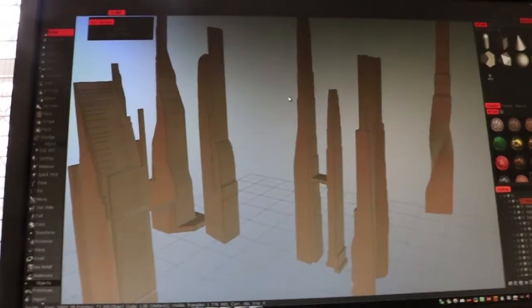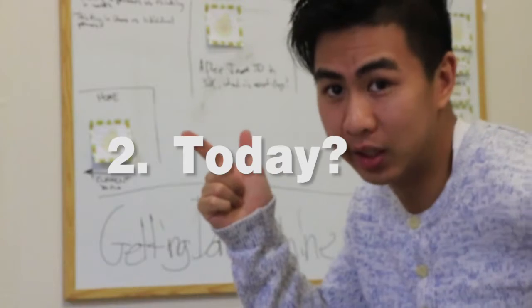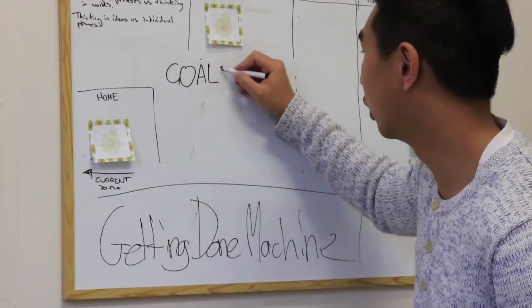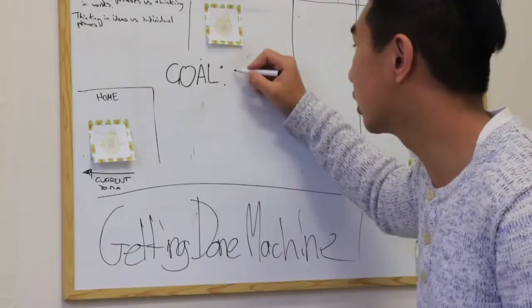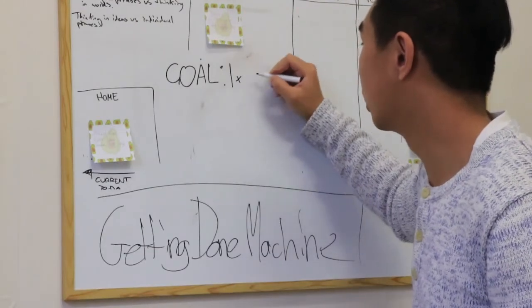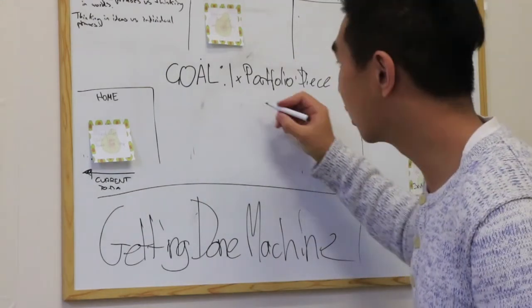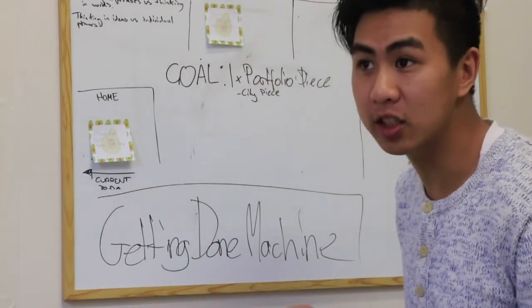And yeah. So the question is, 1, where are we trying to get? And 2, where does that leave us today? What is our goal? Well, the goal is to make the final image or a portfolio piece. So 1 portfolio piece, which will be a city piece. City. And where does that leave us today?